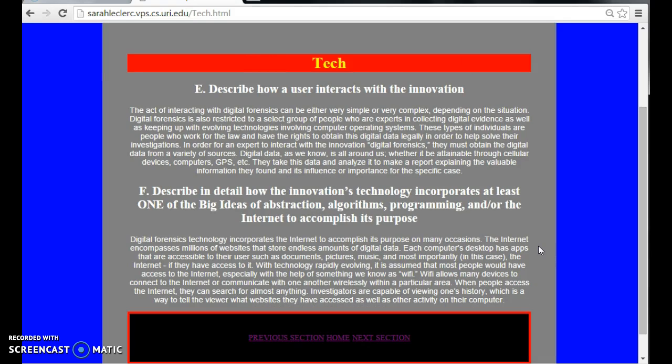Next, I indicate how digital forensics technology incorporates the internet to accomplish its purpose. Wi-Fi enables people to connect their devices to the internet wirelessly, which helps them perform searches on the web. Investigators are capable of viewing one's history, which is a way to tell the viewer what websites they have accessed as well as other computer activity they have performed.